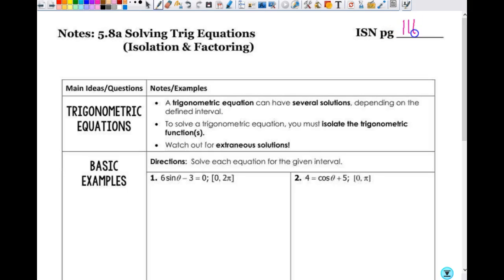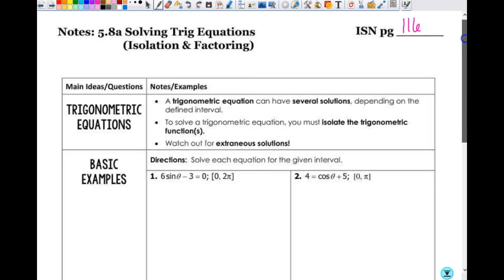Okay, so we have simplified trig expressions and equations. We have proved the identities. Now we're going to actually solve them.